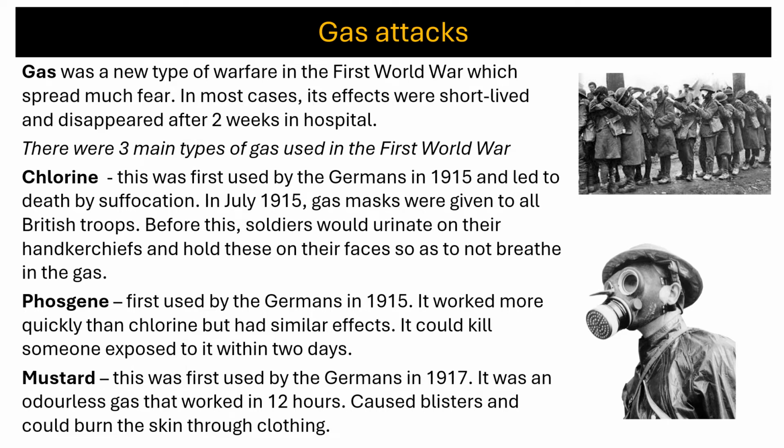Phosgene was first used by the Germans in 1915. It worked more quickly than chlorine but had similar effects. It could kill someone exposed to it within 2 days. And then mustard gas. This was first used by the Germans in 1917. An odourless gas that worked in 12 hours, caused blisters and could burn the skin through clothing.